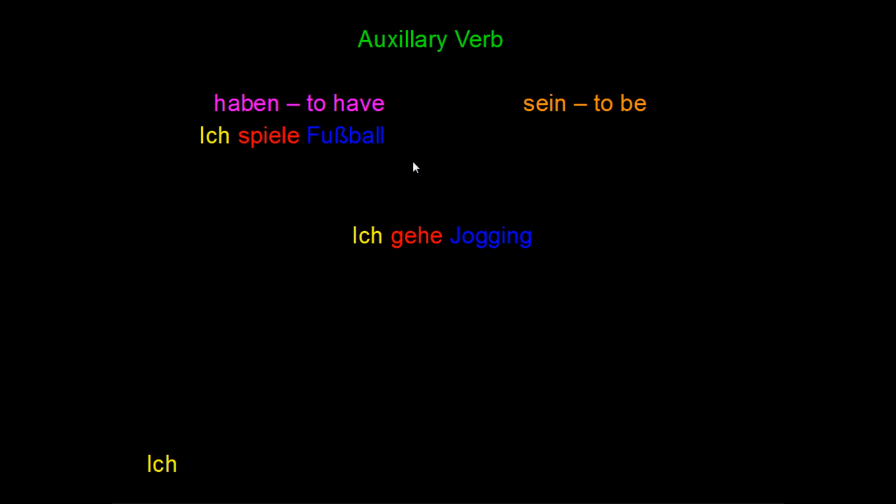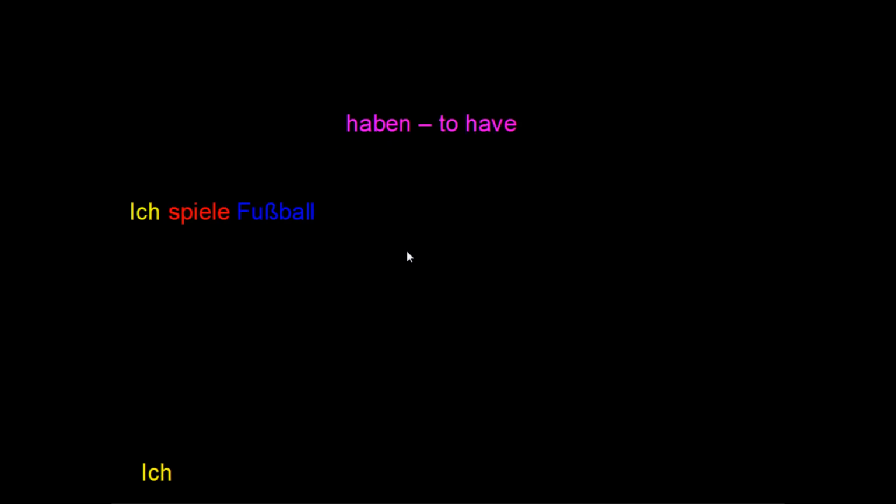Now, ich gehe joggen means I go jogging. I go. Now, in this case, you are moving. You are going. If you're moving, you use sein. And that's true of any verb that involves moving. So, I go, I drive, I fly, I walk, I run. Any verb that involves moving will use sein. Now, I hope that hasn't confused you, but let's get back to my normal.